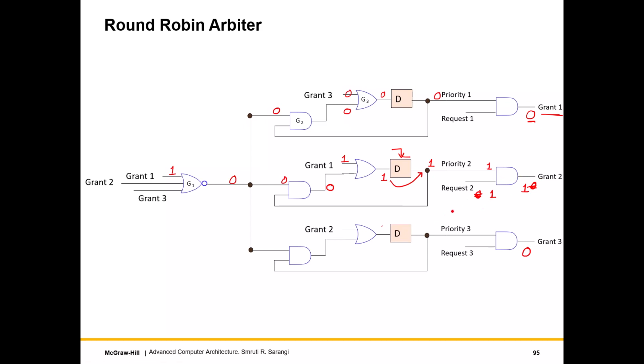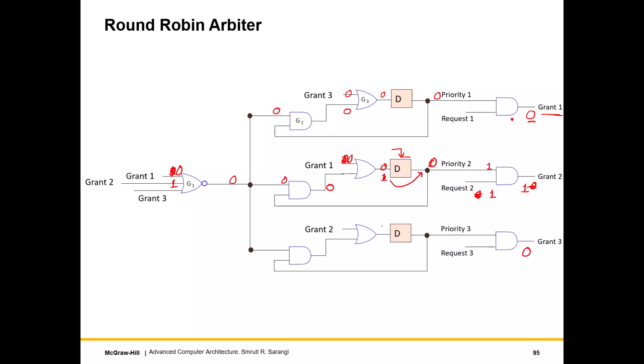And then the same process happens, that again, here grant 2 becomes 1. So then the output of the NOR gate becomes 0. So this becomes 0. And again, the grant 1 line was 0 to begin with, right, in this case. So then what happens is this becomes 0 and finally this becomes 0. So then so on and so forth.